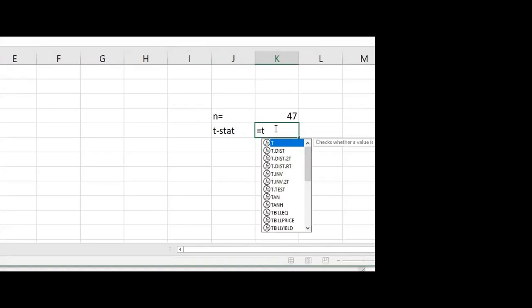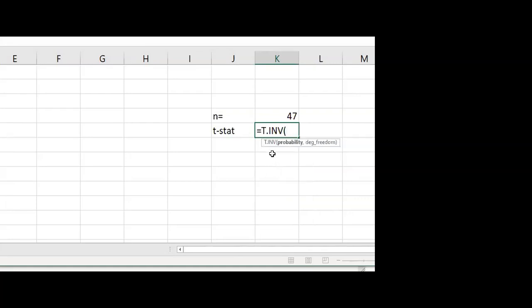Type in t dot inverse. So t dot inverse will give you the t value for a specific probability or confidence level. In this case, the confidence level is 0.95, but Excel gives you one tail. So to calculate for a two tail, you have to add half of the significance level alpha. What's the significance level here? Significance level, or alpha, is equal to 0.05. So you calculate half of it, right? Half of the significance level is going to be 0.025.